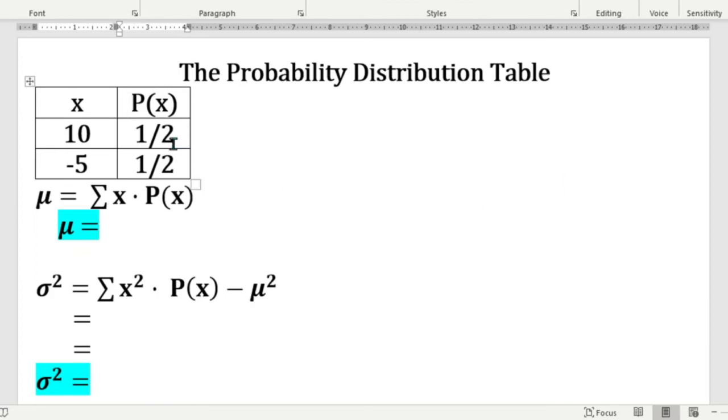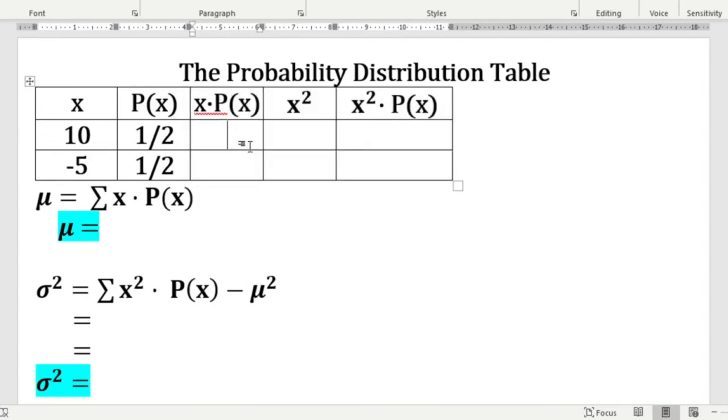Now I have rewritten the probability distribution table in columns. We have x here, the possible values of our random variable, which are 10 and negative 5, and the corresponding probabilities, which are 1/2 and 1/2. And let us proceed to calculating for the mean and variance.